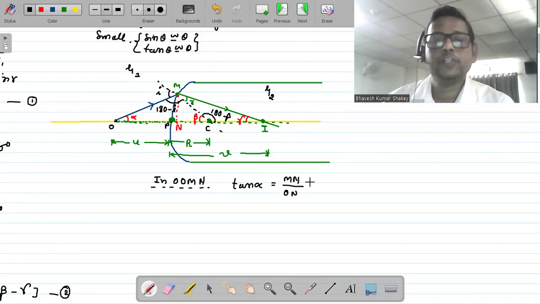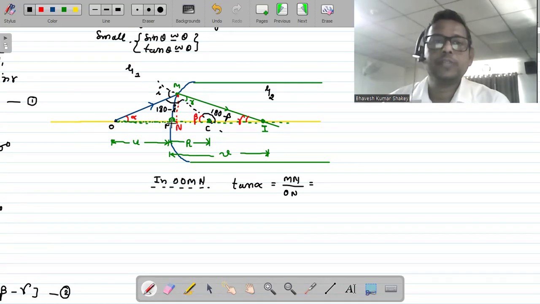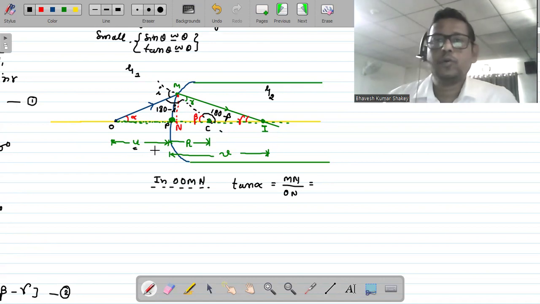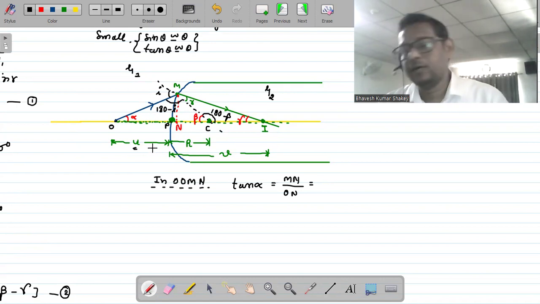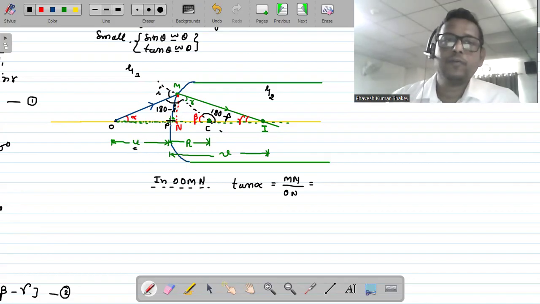And I just mentioned to you at the start that because of the small aperture, I can consider that this N coincides with P. So I can write this ON as OP. And what is OP? OP is u. Now u is the object distance. So by the rules of sign conventions, all the distances should be taken from P.